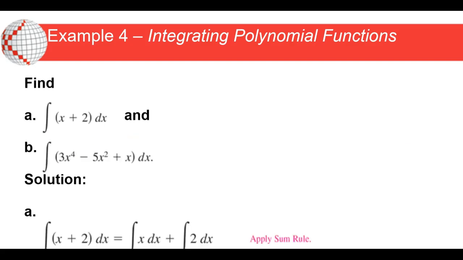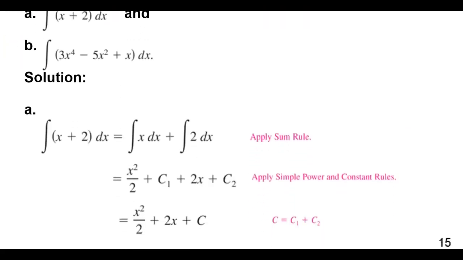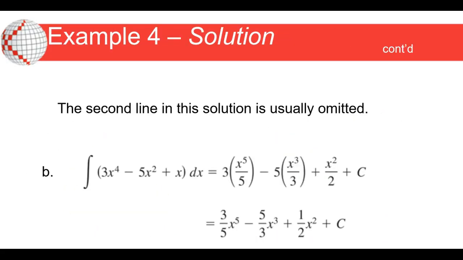We'll see the author's solutions. Good. 1/2 x squared plus 2x plus c. I think that's what I had. Yep. And this last one. Good.